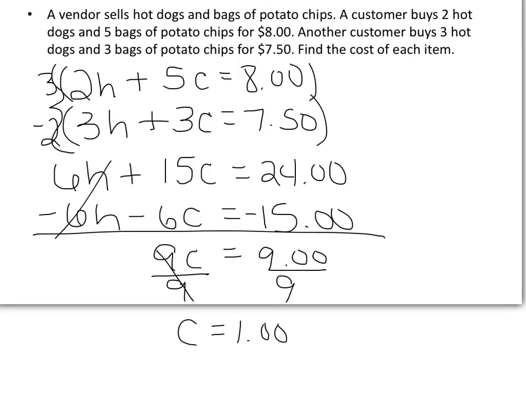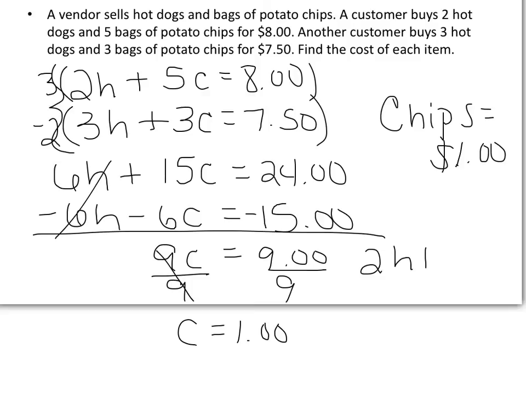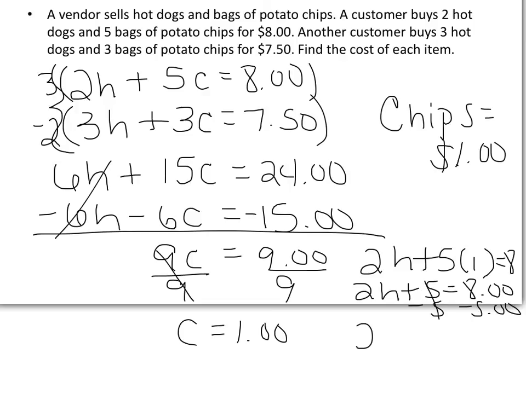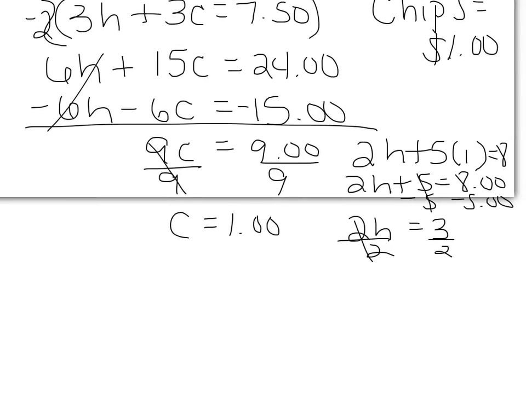So you know that the chips are $1. Okay, but now we need to figure out how much the hot dogs are. So we're going to plug 1 in for C into one of the equations. So I have 2H plus 5 times 1 equals 8. 2H plus 5 equals 8. You can leave it at $8 if you want. Subtract 5. 2H equals 3. Divide both sides by 2. You get H equals 3 over 2.